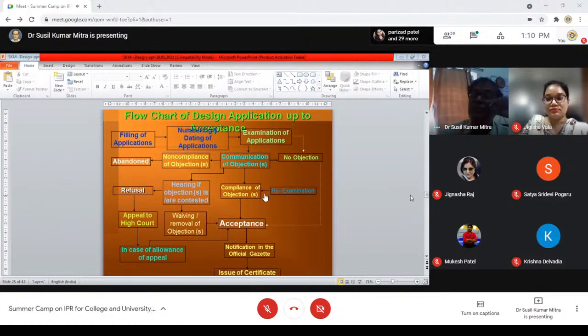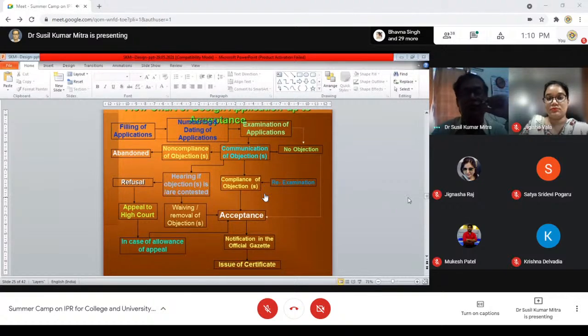And if your registration is not met, it will be refused after giving the hearing, and then you can appeal before the High Court. Also, the High Court decision is binding upon the controller. If the High Court allows your registration, then it will be registered and notified, and that number will be entered into the register of designs, like a patent also.